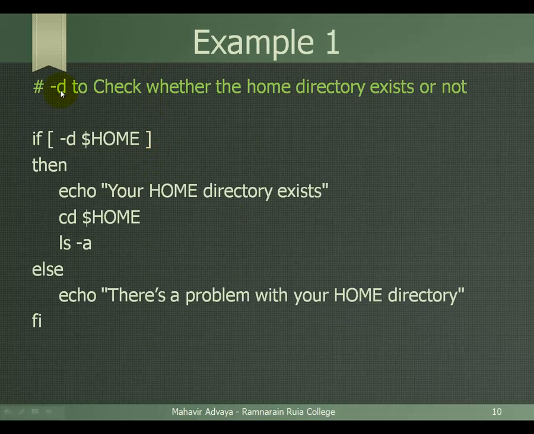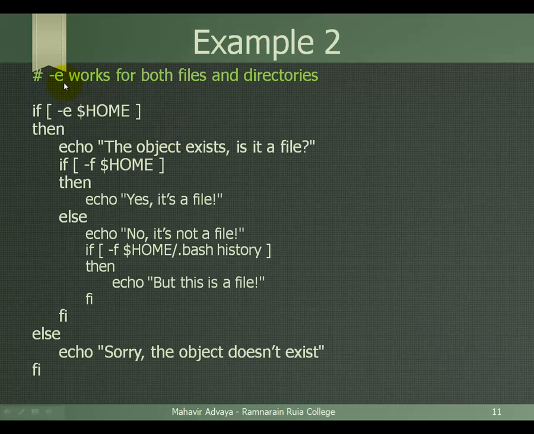Now here we used -d. You can also use -e as the option that will work for both files and directories. So here it is checking for the directory, whether the directory exists or not. So if the directory exists, check if it is a file or not. If it is a file, it will display this message, otherwise it will display this message. So you can have nested ifs. So if within if, and again within if you have an if. So you can try and execute all these programs in Linux.